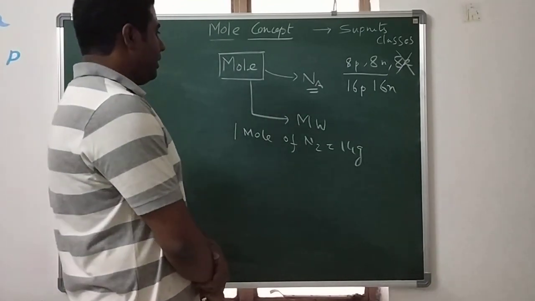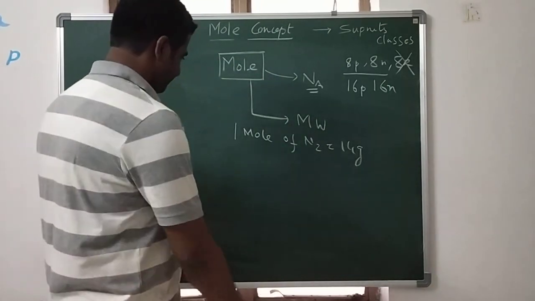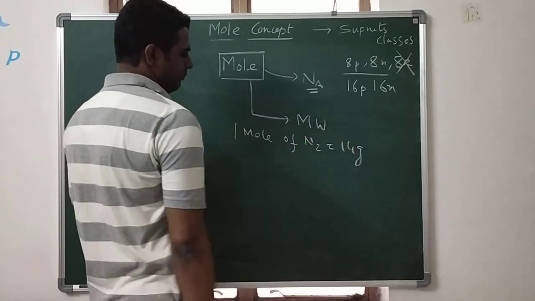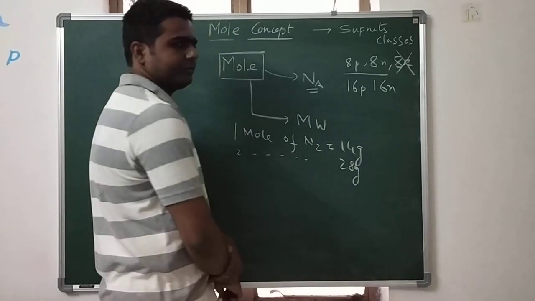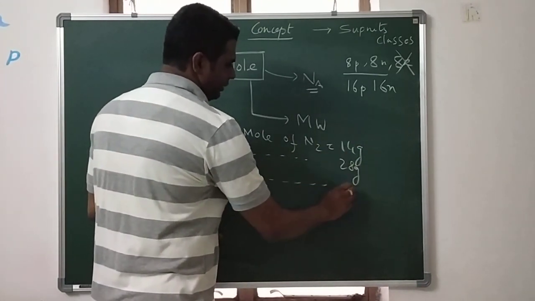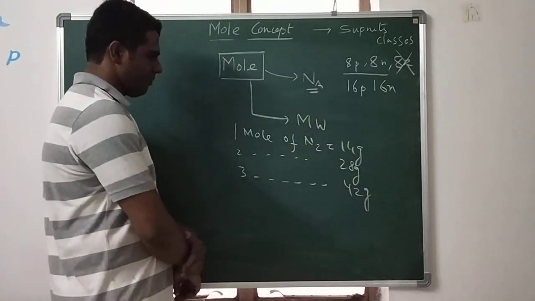Now, why are we studying this molecular weight and mole? Because if you see, 1 mole of N2 is 14 gram. 2 mole of N2, 28 gram. 3 mole of N2, 3 into 14, 42 gram. And it continues to increase.